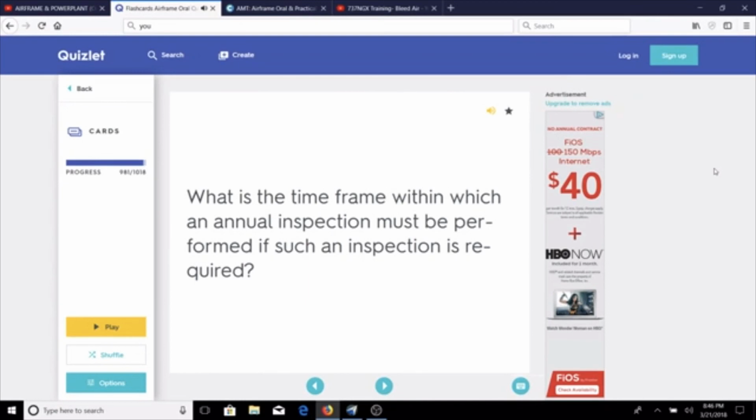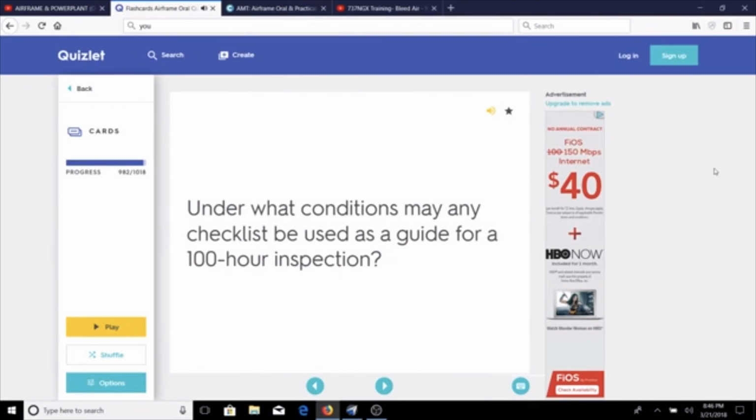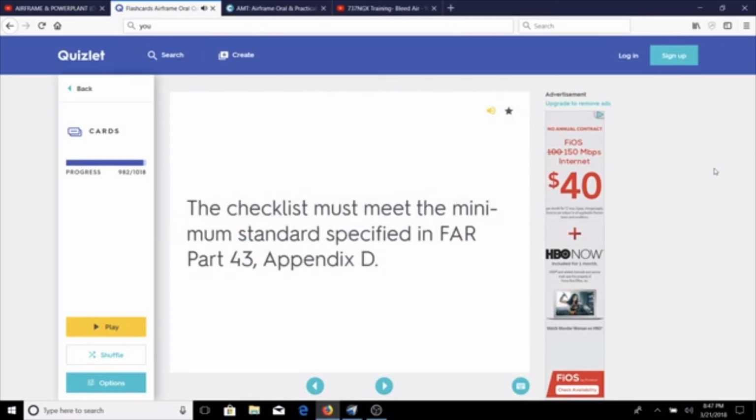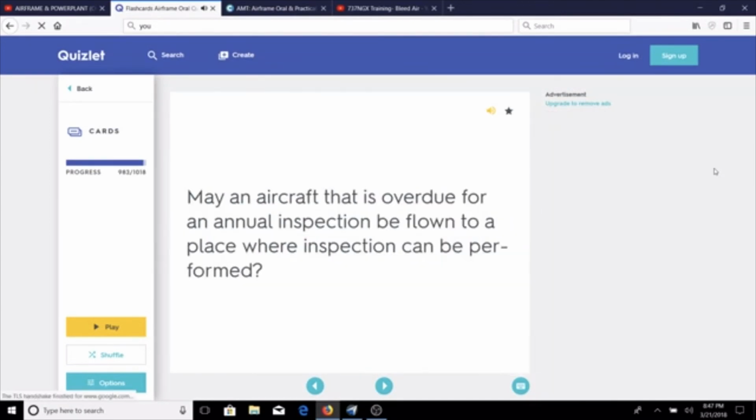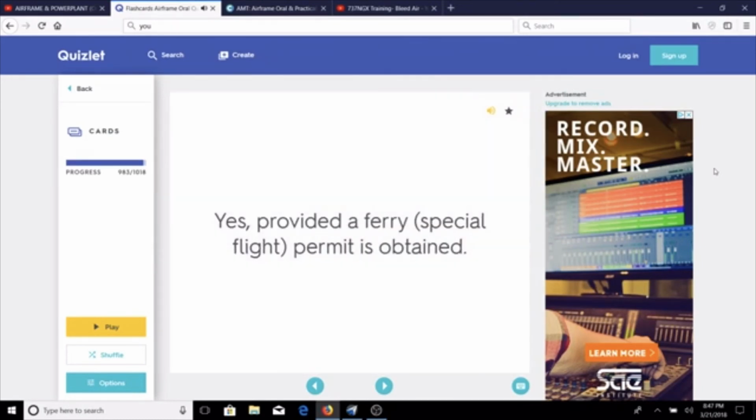What is the time frame within which an annual inspection must be performed if such an inspection is required? Within the preceding 12 calendar months. Under what conditions may any checklist be used as a guide for a 100-hour inspection? The checklist must meet the minimum standards specified in FAR Part 43, Appendix D. May an aircraft that is overdue for an annual inspection be flown to a place where inspection can be performed? Yes, provided a ferry permit is obtained.